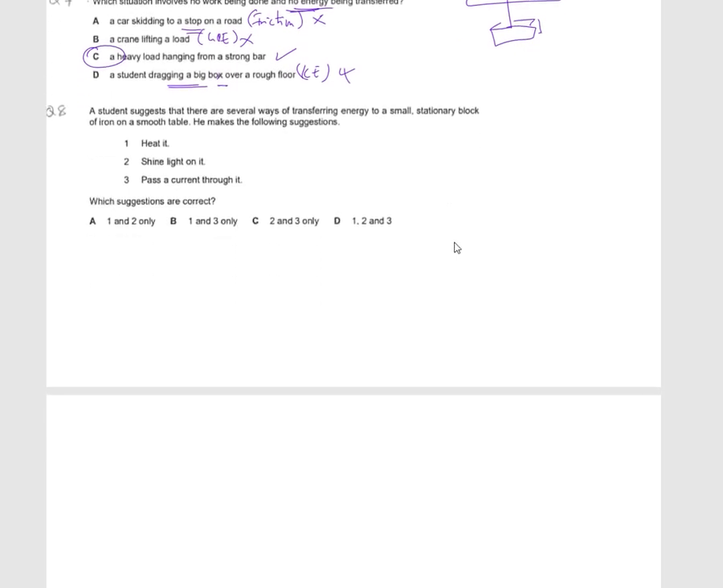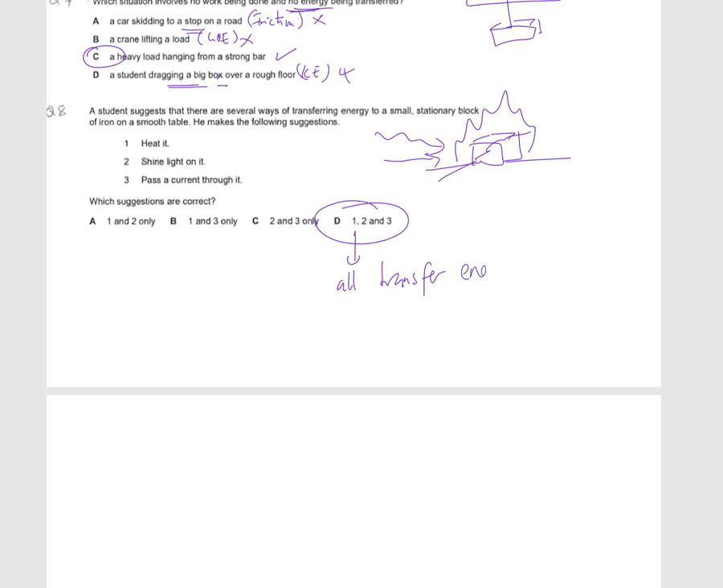Good. Now, there are several ways in which energy can be transferred to a small block. So here we go, this block there on the table. Which one is correct? Okay, now we heat it up, so energy is transferred to it. We shine light on it, so sending waves to it. That's correct. Put current through it, so it also heats up. So therefore, it is D. So all transfer energy to the block. Okay, so write this down.